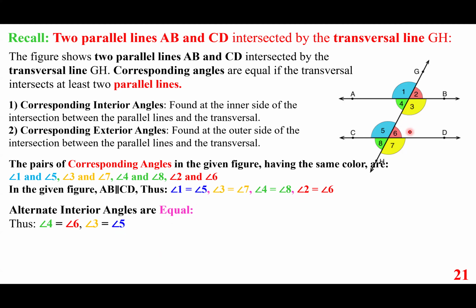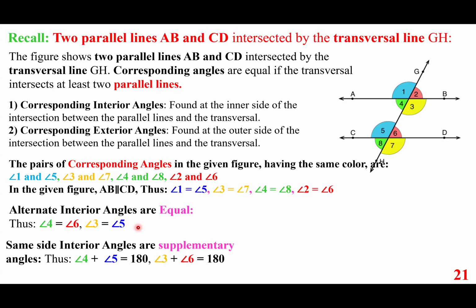Alternate interior angles are also equal. Angles 4 and 6 are equal. Angles 3 and 5 are also equal. That's the terminology, alternate interior angles. Same side interior angles are supplementary. 4 and 5 add up to 180. 3 and 6 add up to 180.